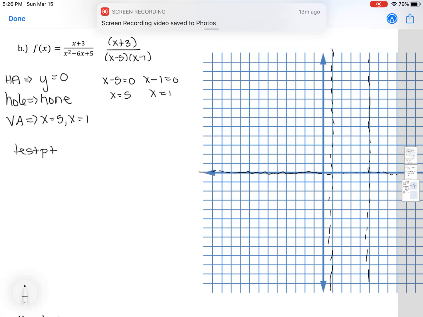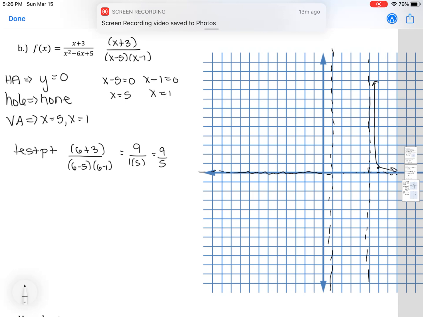So let's say instead of 5, I'm going to test 6. So I'm going to sub 6 in. So 6 plus 3, 6 minus 5, 6 minus 1, I get 9 over 1 times 5, which is 9/5. Okay, so that's a little more than 1. So I'm up here now. So make your little hook.